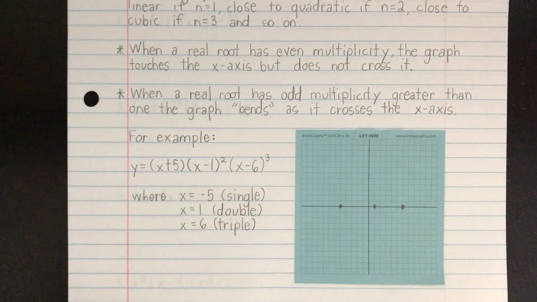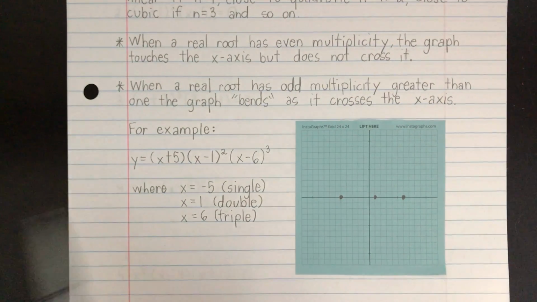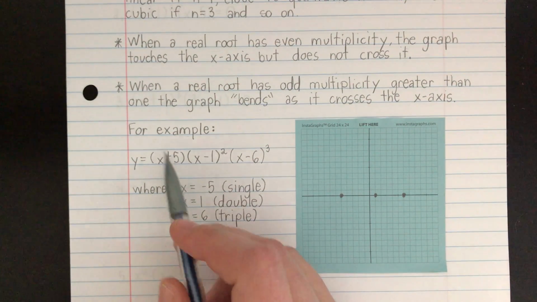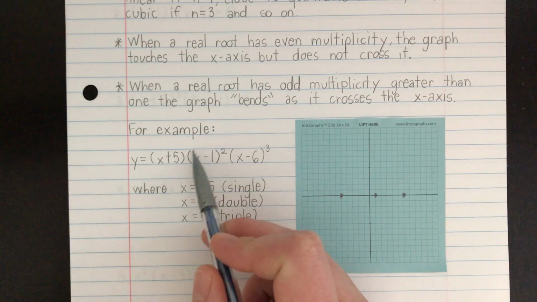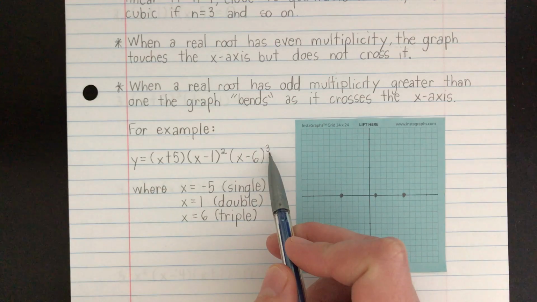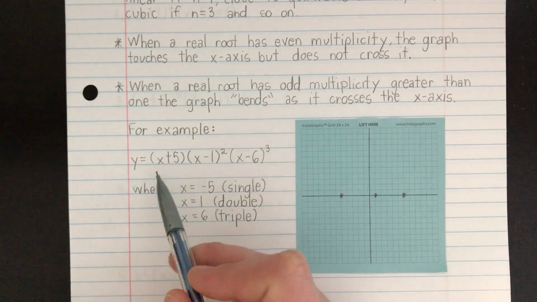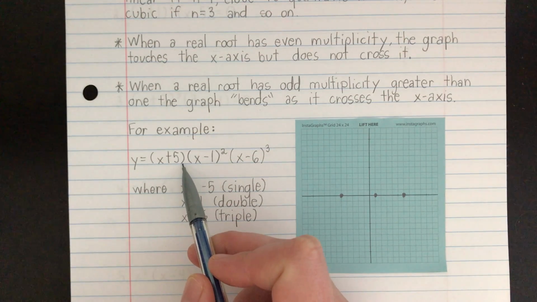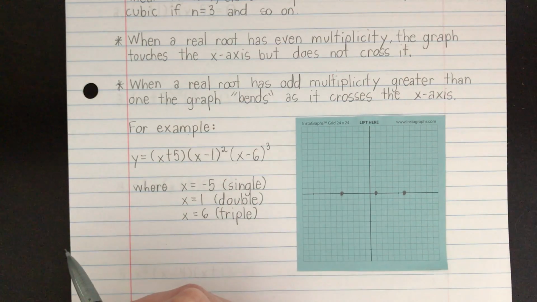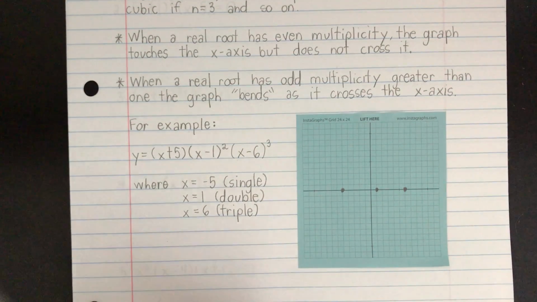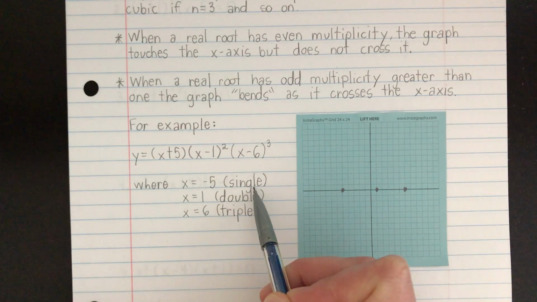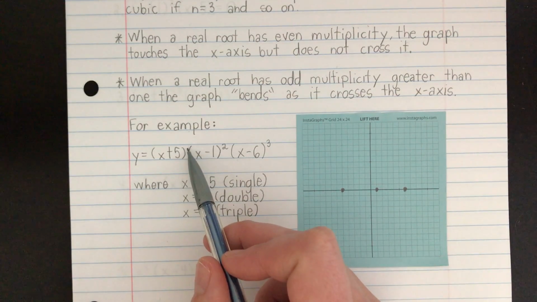So for example, this is exactly what we're going to be doing today. Given this polynomial, y equals, it's already pre-factored: the factor x plus 5, the factor x minus 1 squared, and the factor x minus 6 cubed. Okay? Given a pre-factored polynomial, it's very easy to see what the roots are. Remember that you set each factor equal to 0 and solve. If I set x plus 5 equal to 0 and solve for x, I'm going to get negative 5. And I only get negative 5 once because there's an implied 1 here.